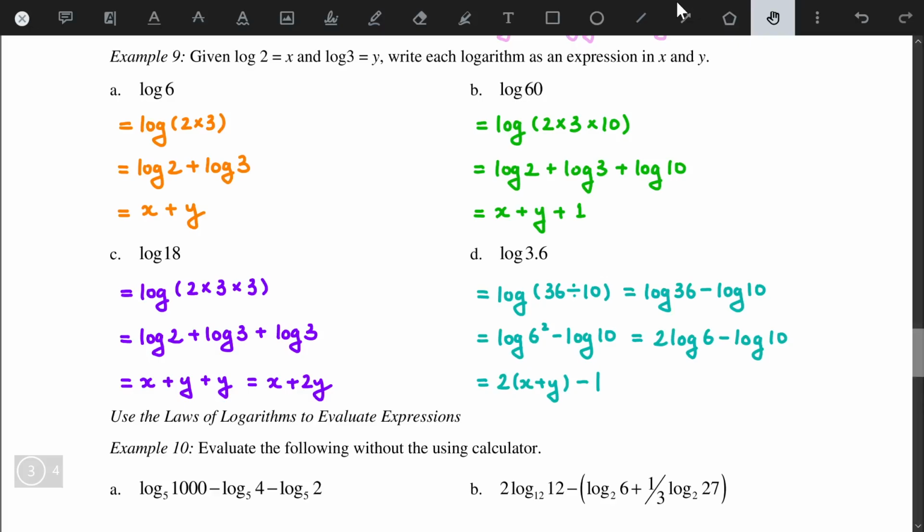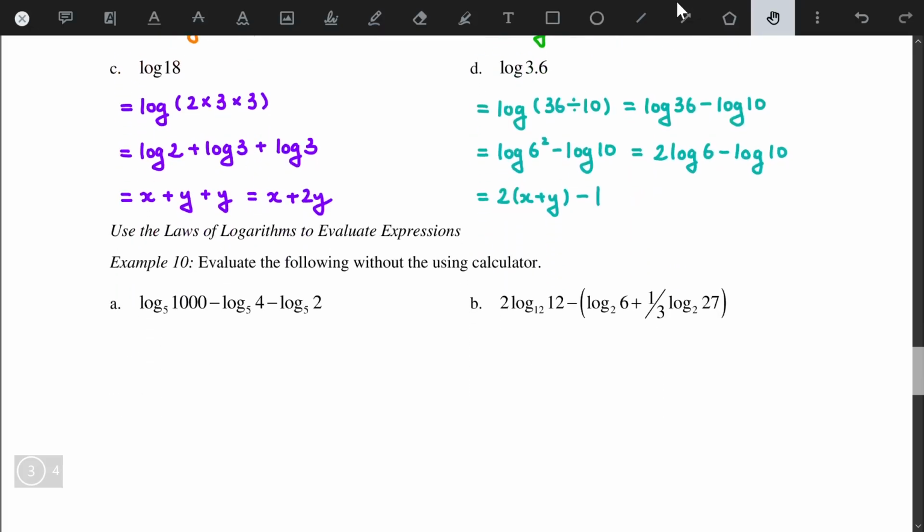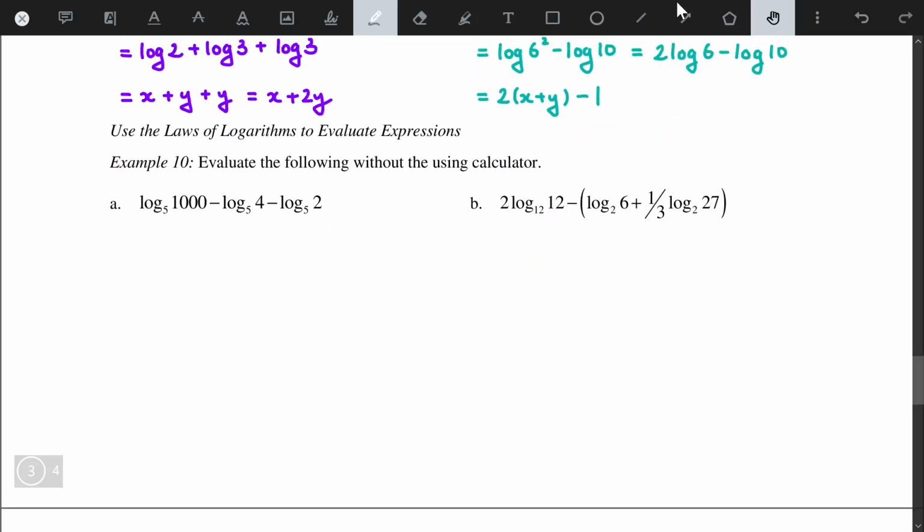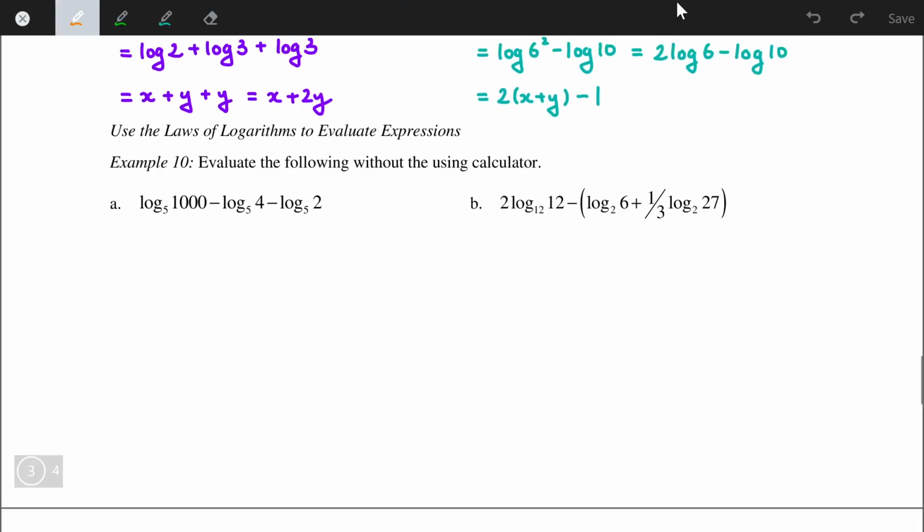So moving on to the next example, there are a lot of different ways that the laws of logarithm can be made into questions, and we're trying to cover as many types as we can, so hence the many examples from today. Example number 10. So here it says, evaluate the expression without using a calculator. So let's see what we can do with this one.